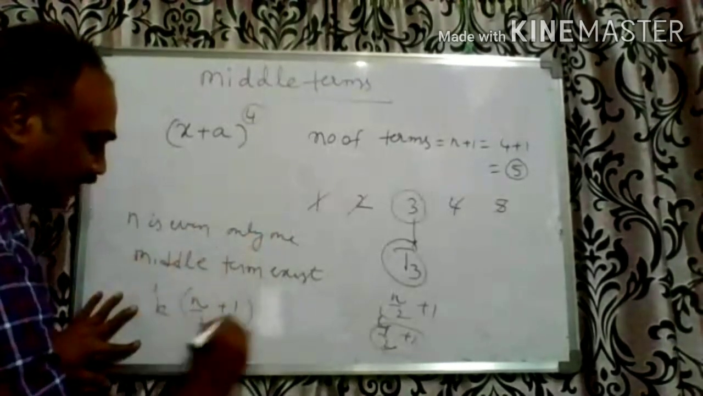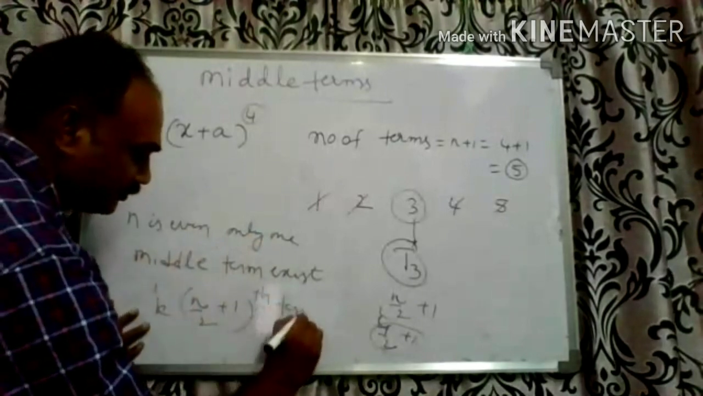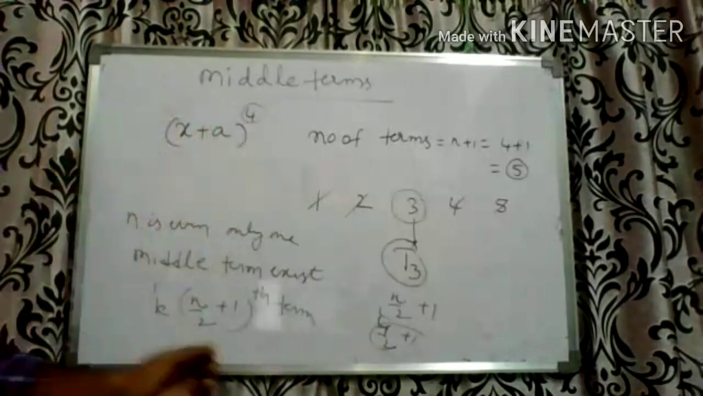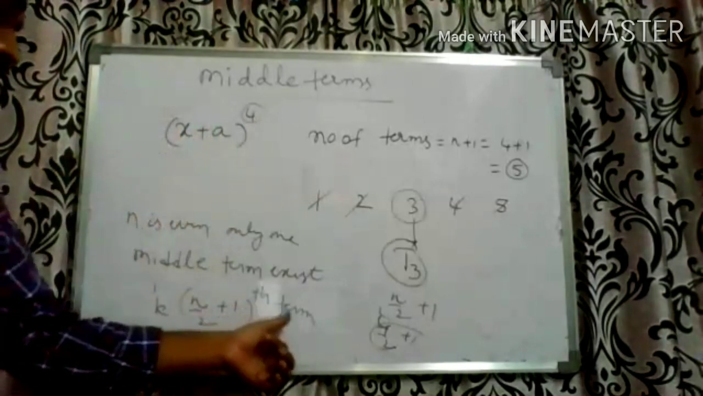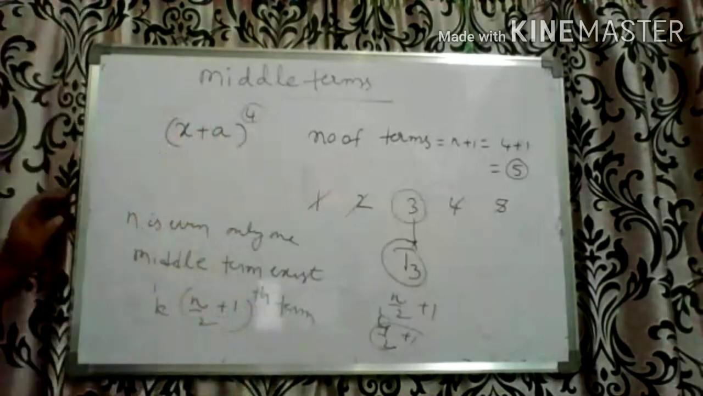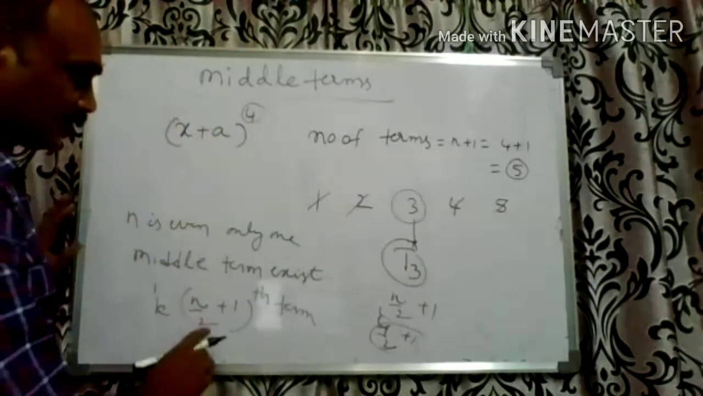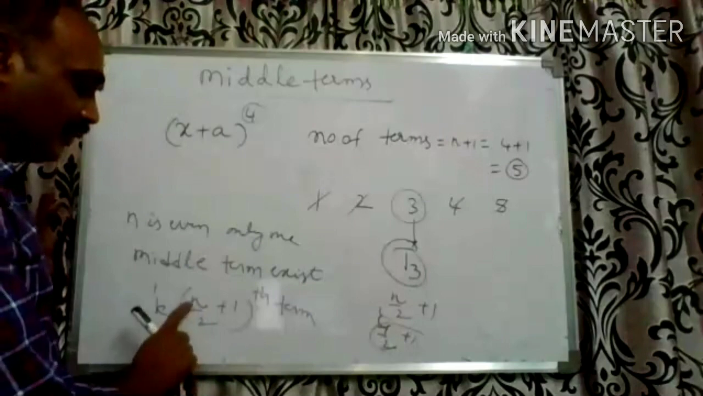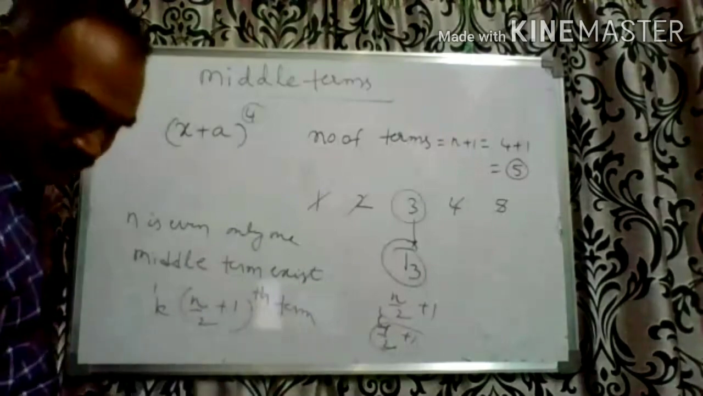The n by 2 plus 1th term. Formula: when n is an even number, only one middle term exists, and that is the n by 2 plus 1th term.